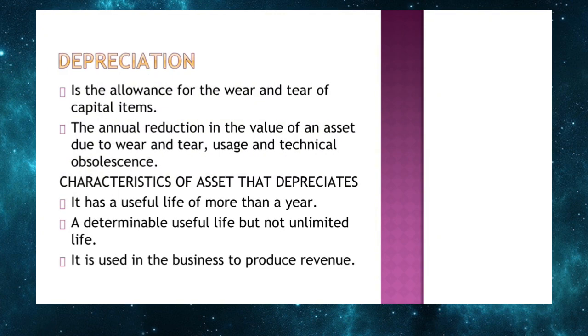Now, in this slide, we turn our attention to depreciation. Depreciation refers to the annual decrease in the value of an asset due to wear and tear, usage, or obsolescence. In other words, when we use a machine, a building, or equipment year after year, it naturally loses value. Depreciation allows us to record that loss in value accurately. It is important because it affects the farm's financial statements, especially when determining the true cost of operating the business. Any asset that has a useful life of more than 1 year, has a limited lifespan, and is used to generate income is subject to depreciation.